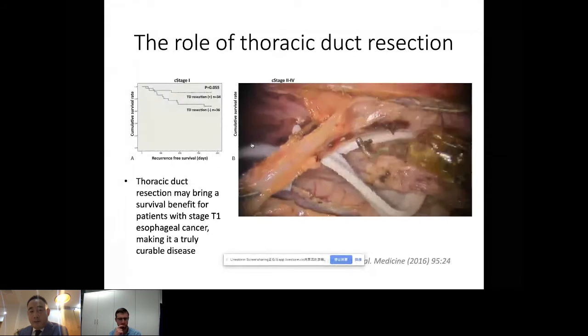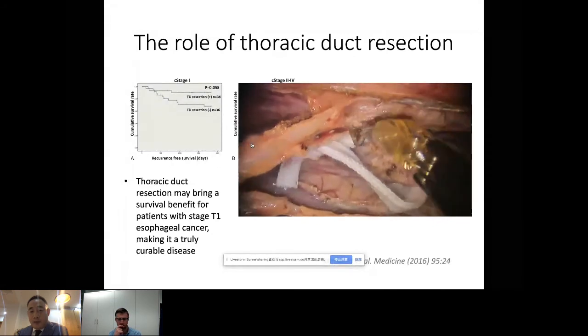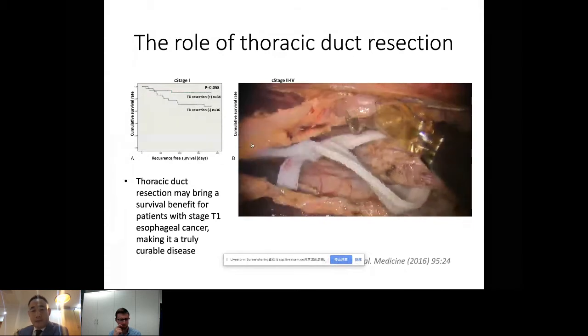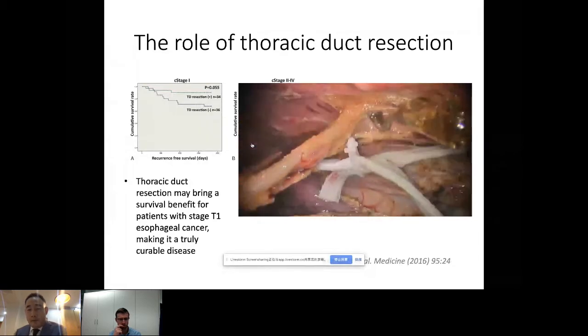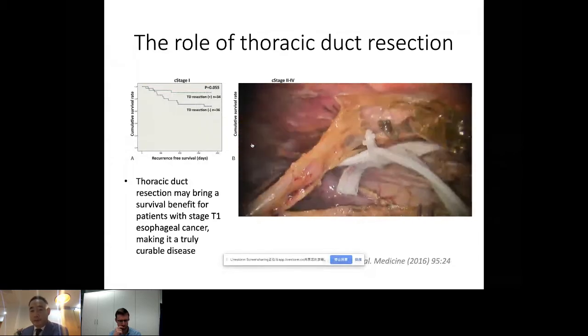Okay. And we can see there is a lymph node just next to the thoracic duct. So here are the lymph nodes. So we do a resection.